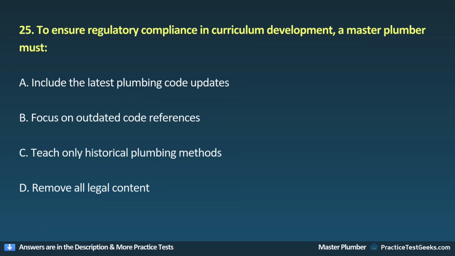25. To ensure regulatory compliance in curriculum development, a master plumber must A. Include the latest plumbing code updates. B. Focus on outdated code references. C. Teach only historical plumbing methods. D. Remove all legal content.